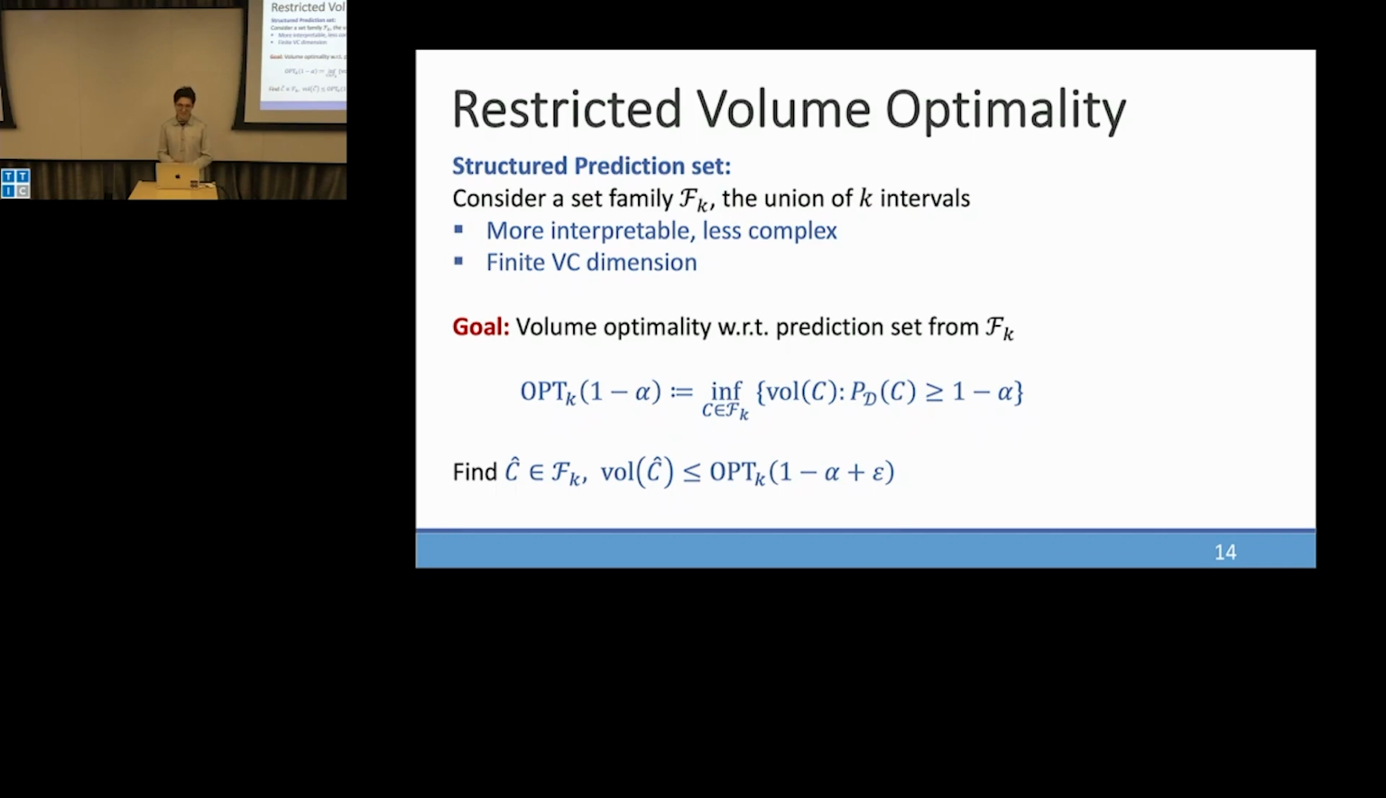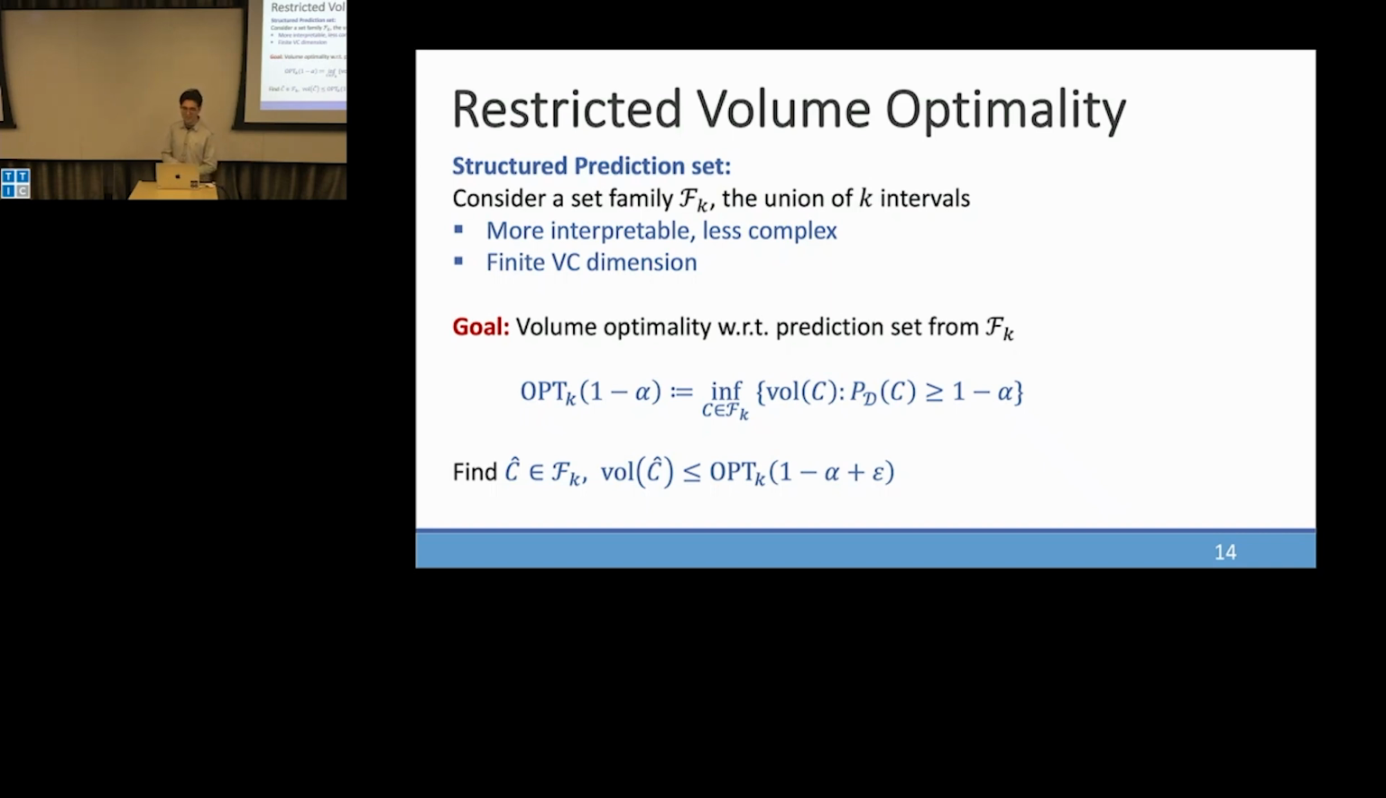We consider the set family F_k, which is the union of k intervals. If you consider a single-dimensional space, an interval is the nicest thing you can think of to cover the probability mass. So k intervals is also still quite interpretable and less complex. And the good thing is for fixed k, it has a finite VC dimension, depending on k.